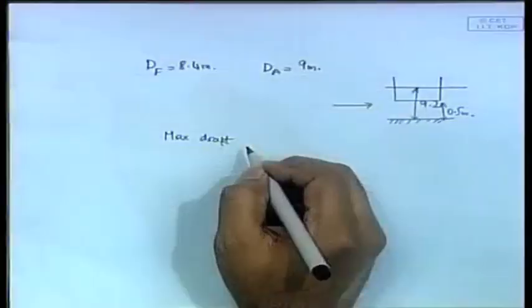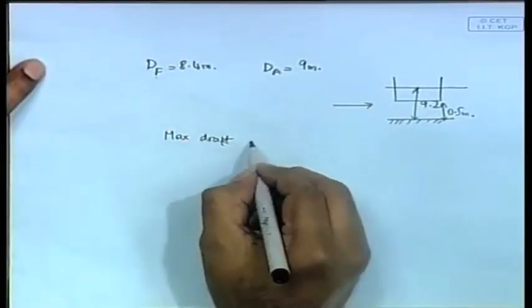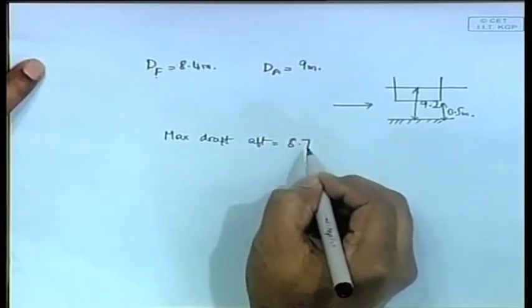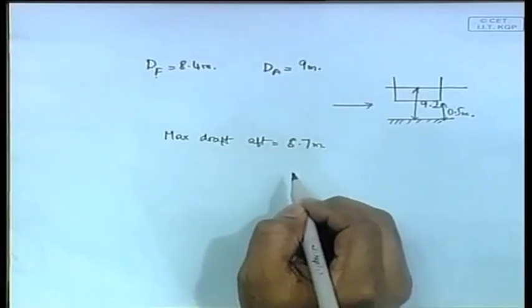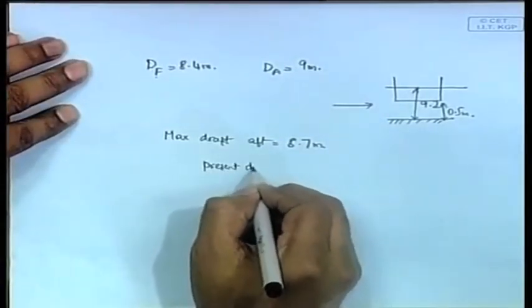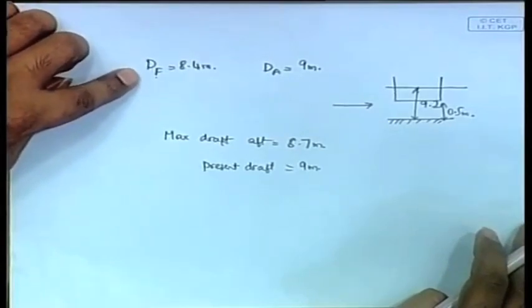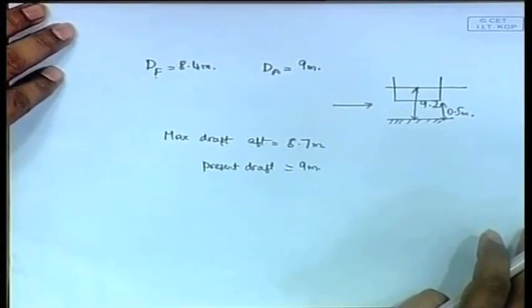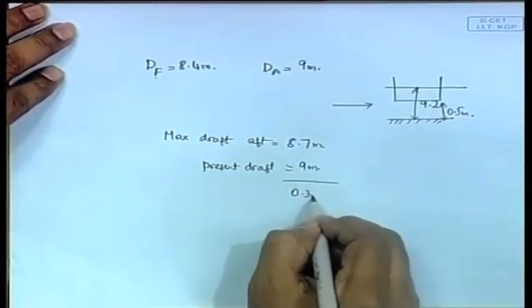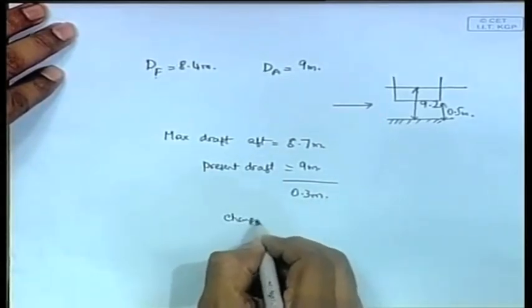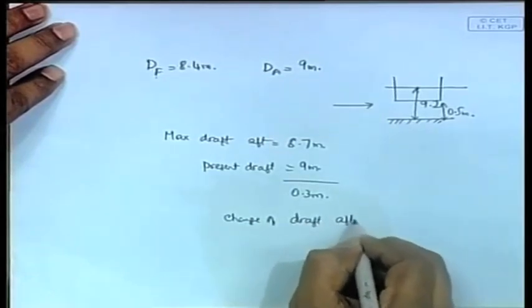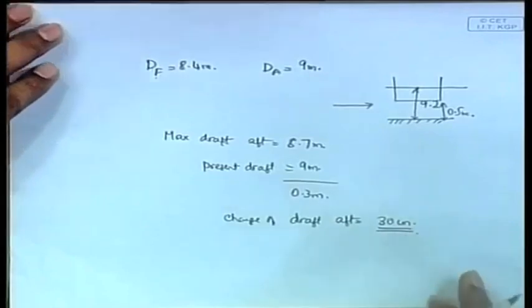Now, from the statement of the problem itself, the maximum draft you can have forward is only 8.4, that is okay. Now, the maximum draft that aft can have, we have seen, is only 8.7, that is 9.2 minus 0.5 clearance. But the present draft is 9 meters. Let us forget the forward side, it is less than 8.7, it is okay. Therefore, about 0.3 meters it has to go up on the aft side. That means the change of draft aft should be about 30 centimeters.